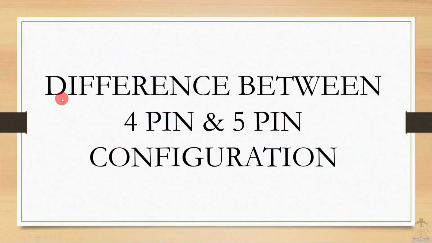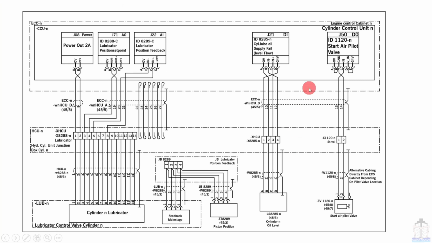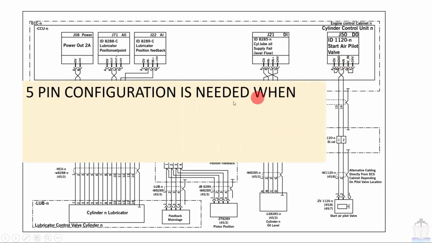So the next topic is the difference between 4 pin and 5 pin configuration. Now here is the electrical diagram of the CCU. Here in channel number 21 you can see there are 4 pins, whereas in channel number 50 there are 5 pins. So what is the major difference between the 4 pin configuration and the 5 pin configuration? Here also 24 volt operating voltage is there, and here also the same, but you will see that the configuration is different. So let us see what the differences are.